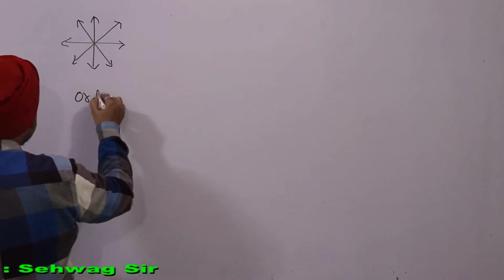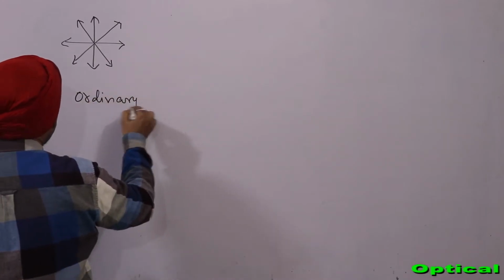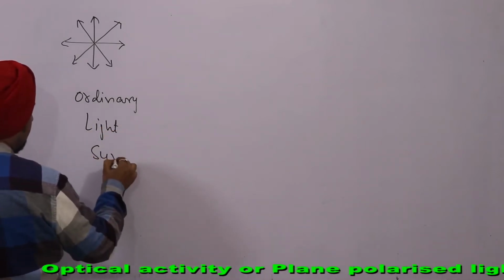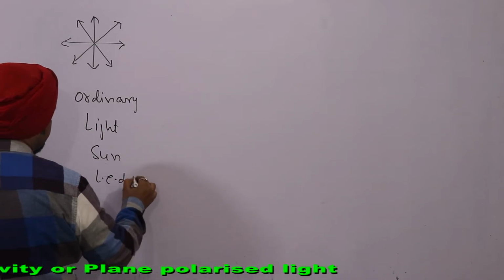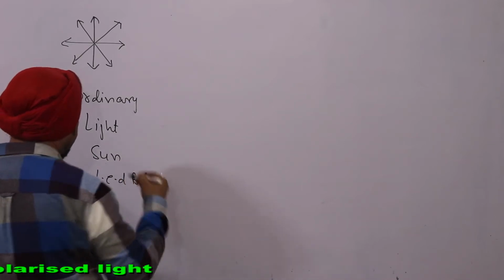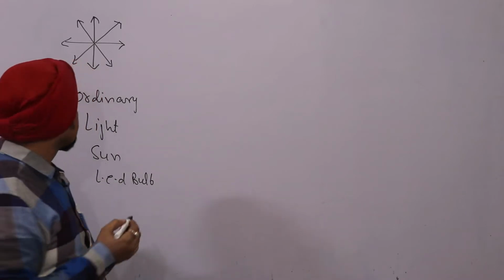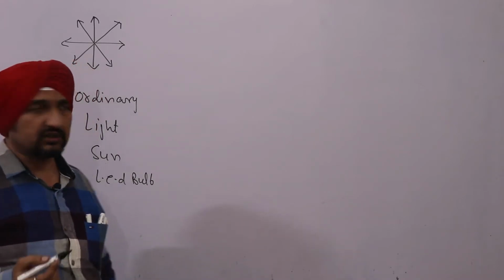This is ordinary light. And students, what is ordinary light? The light coming from the sun or any LED bulb or any source is considered to be ordinary light, in which the photons are vibrating in all directions.